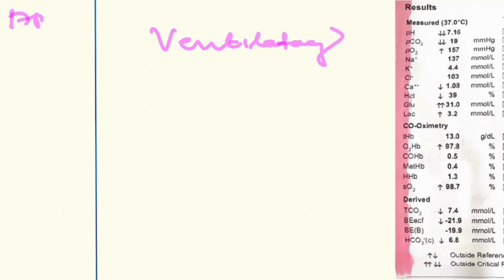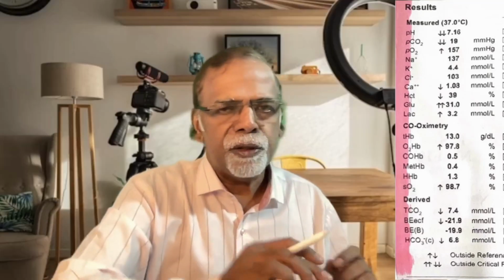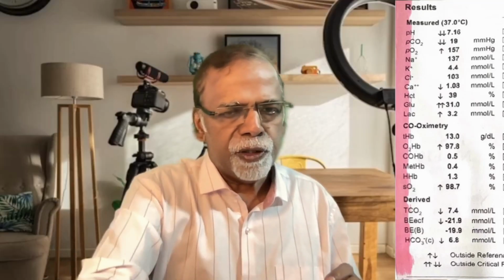It also includes the estimation of the electrolytes, blood sugar, hemoglobin, and sometimes abnormal hemoglobin types; methemoglobin also can be detected by the ABG analysis. So when we say ventilatory function, we are mainly looking at the lungs. During interpretation, we go by a step-wise fashion. So ABG is usually interpreted in a step-wise fashion.